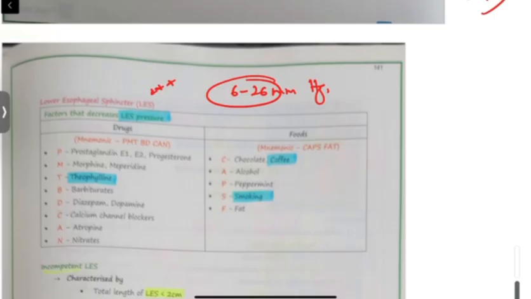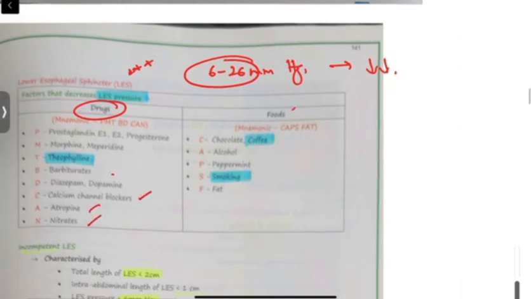So there are factors which will decrease this pressure as well. What are those factors that will decrease the pressure? There are certain drugs like prostaglandins, morphine, theophylline, barbiturates, diazepam, calcium channel blockers, atropine, nitrates, etc. And there are certain foods which will decrease the pressure in lower esophageal sphincter, like coffee, alcohol, peppermint, smoking, fat.